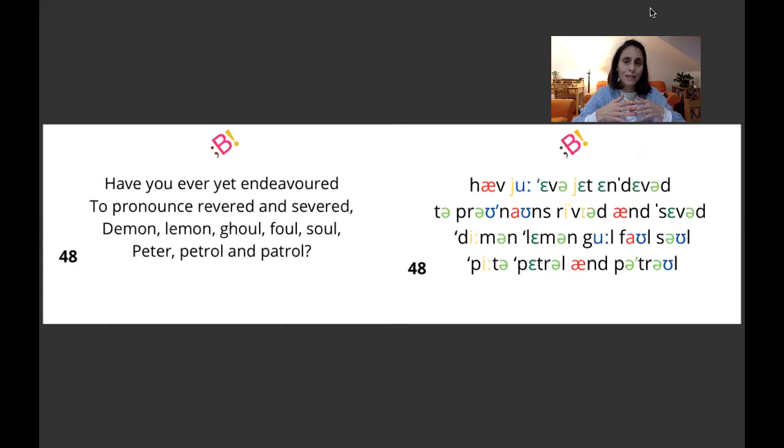But I really think that the intention of the author was especially to give us more awareness of the difficulties in this language. So, have you ever yet endeavored to pronounce reviewed and severed, demon, lemon, ghoul, bowl, soul, Peter, petal, and petrol? That is more the reference to the last word, petrol.